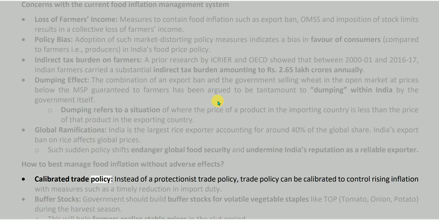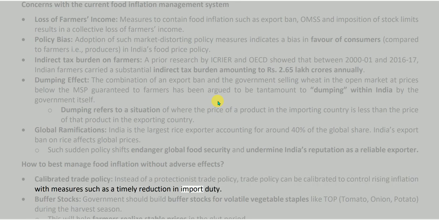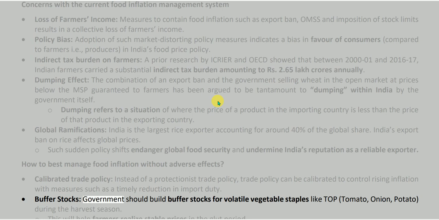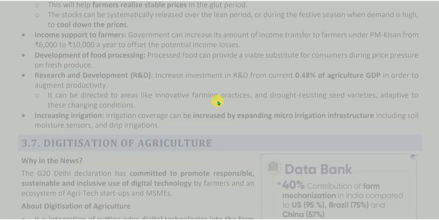Instead of a protectionist trade policy, trade policy can be calibrated to control rising inflation with measures such as a timely reduction in import duty. Buffer stocks. Government should build buffer stocks for volatile vegetable staples like tomato, onion, potato, during the harvest season. This will help farmers realize stable prices in the glut period. The stocks can be systematically released over the lean period, or during the festive season when demand is high, to cool down the prices.